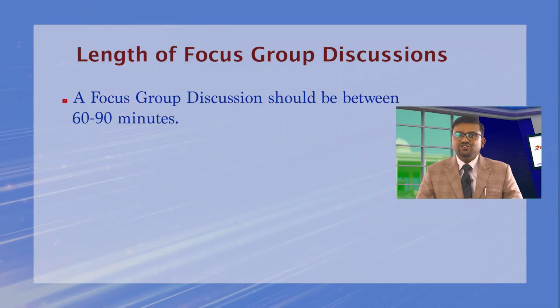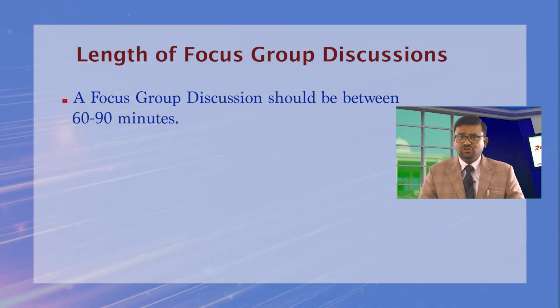Let us know the length of the focus group discussion. An FGD should be between 60 to 90 minutes. If it is less than 60, exploration of different aspects is not possible. And if it is more than 90, it starts becoming monotonous.